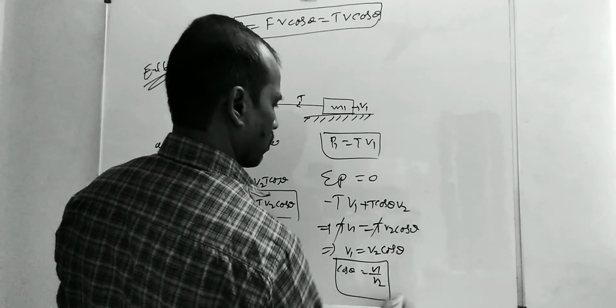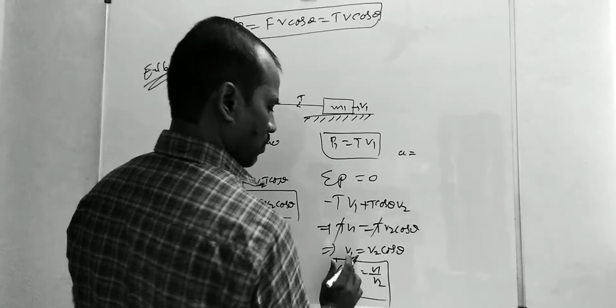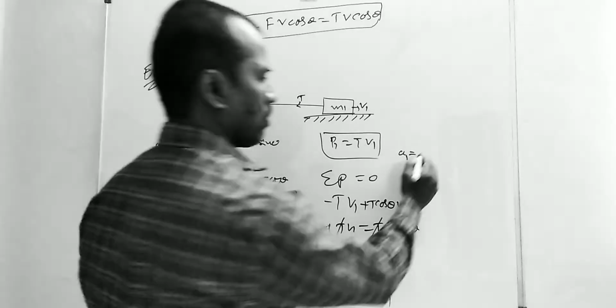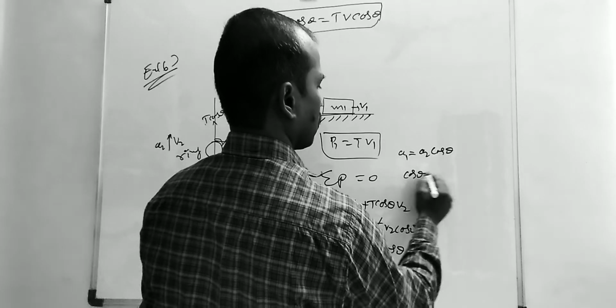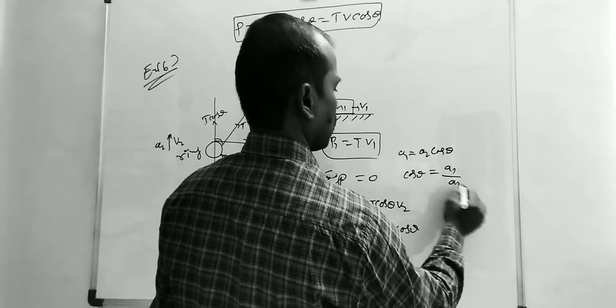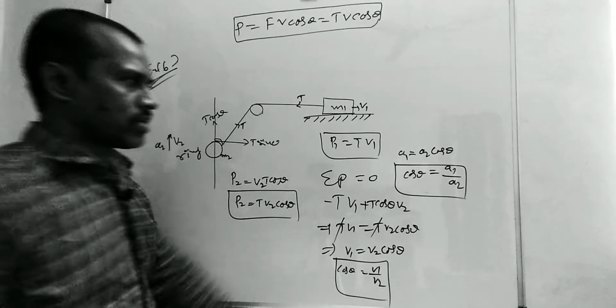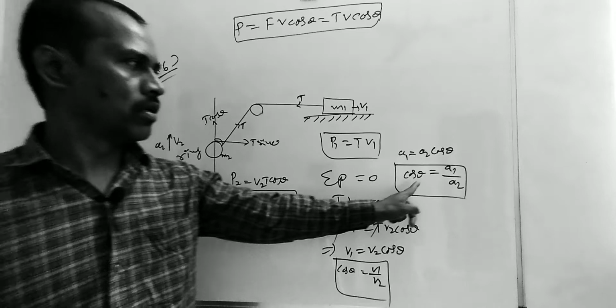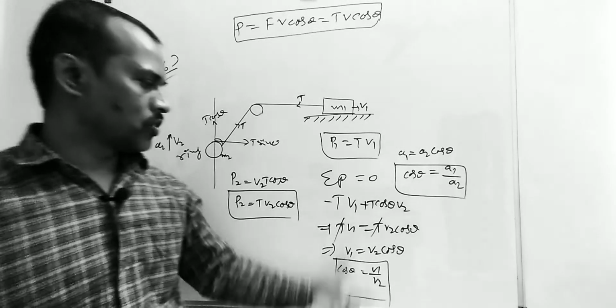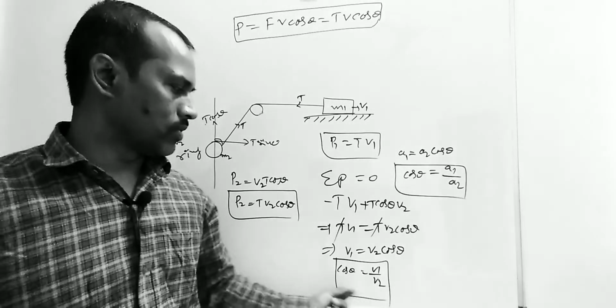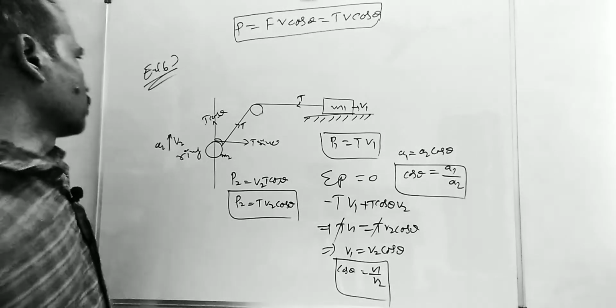Similarly, the acceleration A1 equals A2 cos theta, so cos theta equals A1 by A2. So the ratio of the accelerations of the blocks, A1 by A2, is equal to cos theta. The ratio of the velocities, V1 by V2, is also equal to cos theta. Okay, this is the next one.